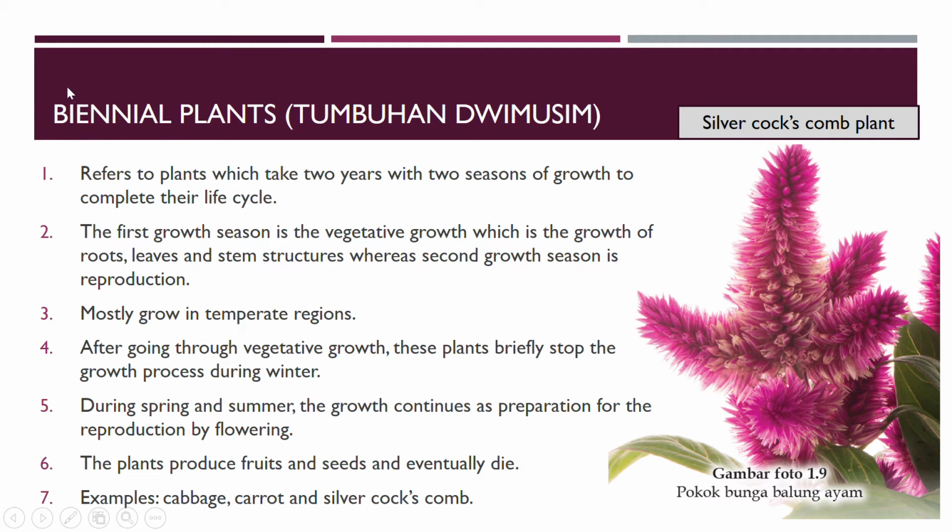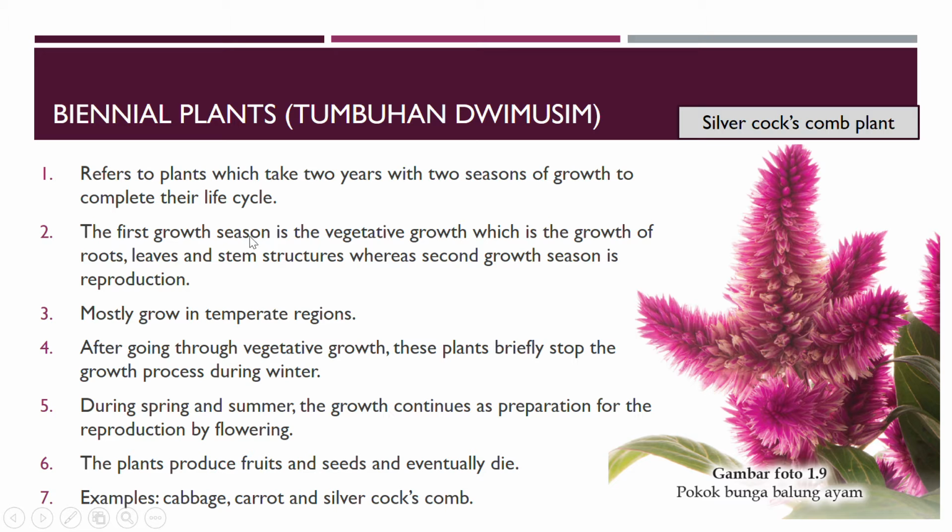Okay, next one is biennial plants. Bi. From the name itself, the terms itself, bi meaning these are tumbuhan dui musim. Okay, pokok bunga balung ayam. Kalau ada siapa-siapa ada pokok ini di rumah, so every time you look at it, you remind yourself that this silver coxcomb plant is actually an example of biennial plants. So biennial refers to plants which will take 2 years with 2 seasons of growth to complete their life cycle.